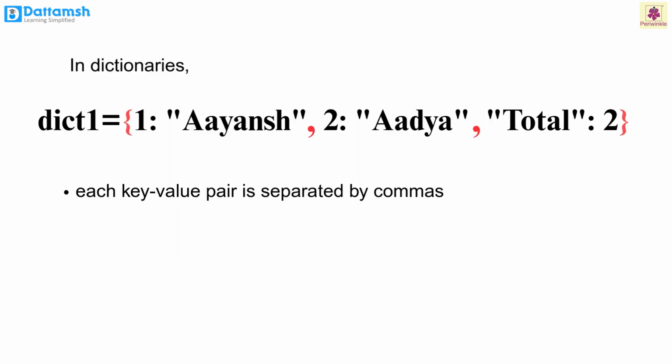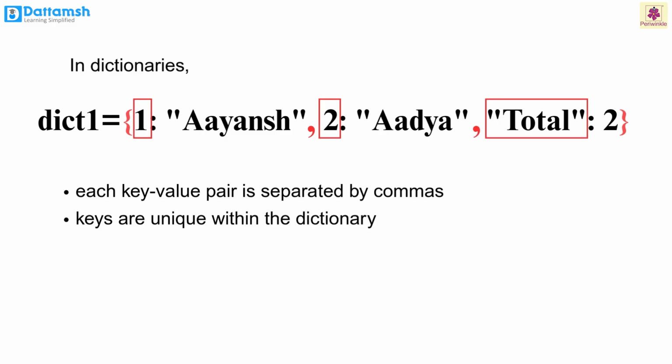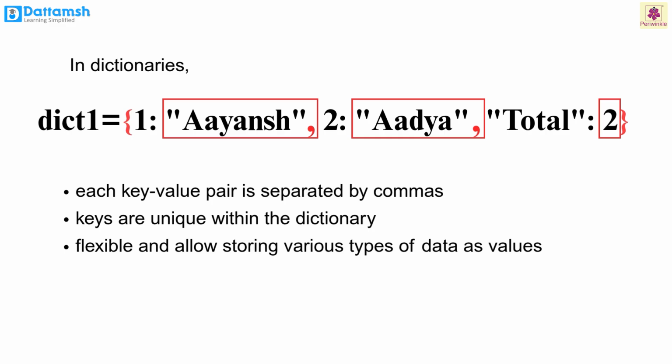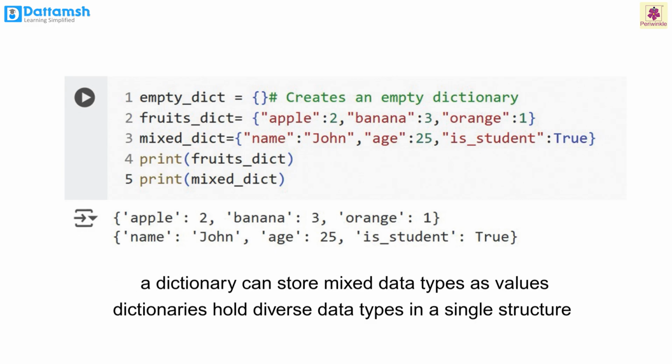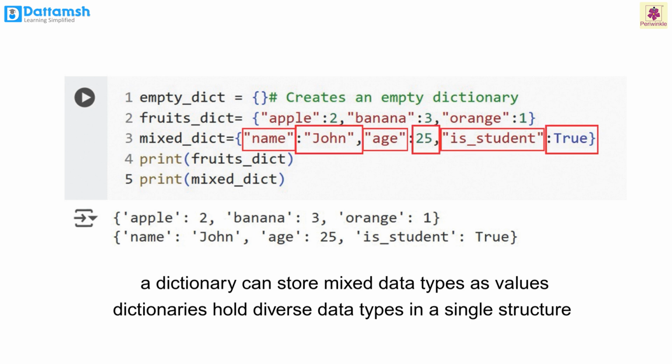In dictionaries, key value pairs are separated by commas and keys are unique within the dictionary. They are also flexible and allow storing various types of data as values. The mixed dictionary here demonstrates how a dictionary can store mixed data types as values. The keys like name, age, and is student are strings, while the corresponding values include a string, John, an integer, 25, and a boolean, true. This flexibility allows dictionaries to hold diverse data types in a single structure.